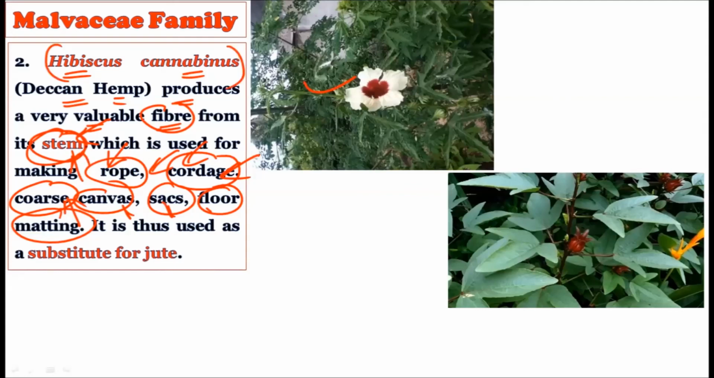Okay, here the part used is important. Because in Gossypium we use the fruit to take out the cotton, but in Hibiscus cannabinus we are using the stem to take out this particular fiber material, right?